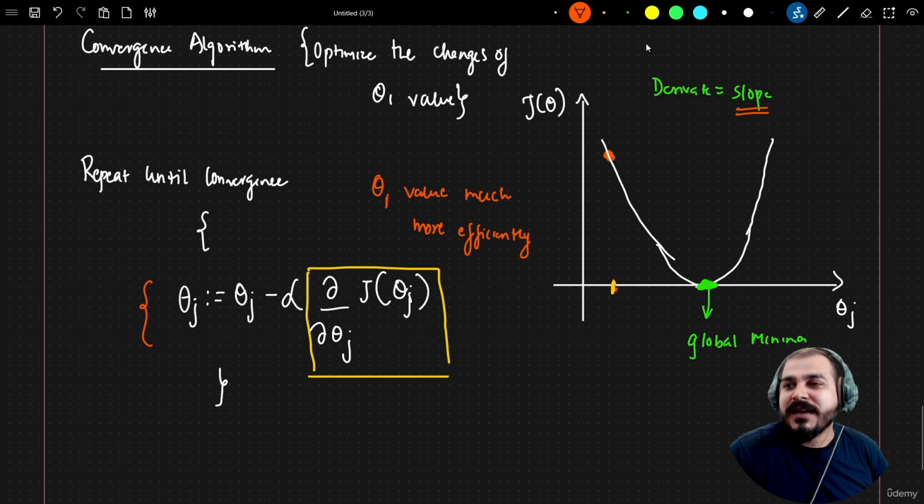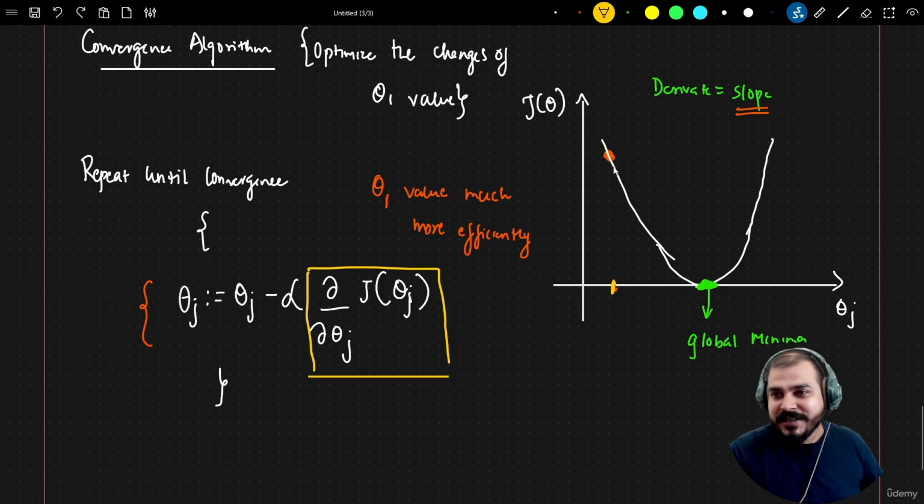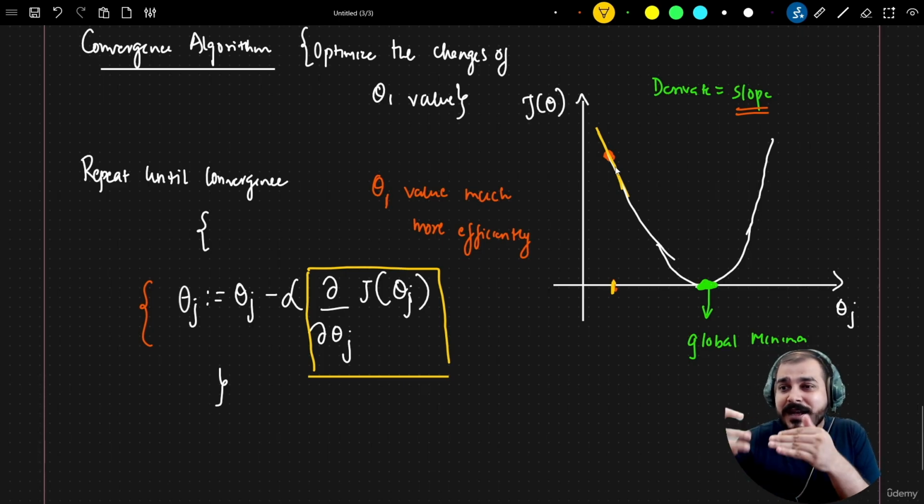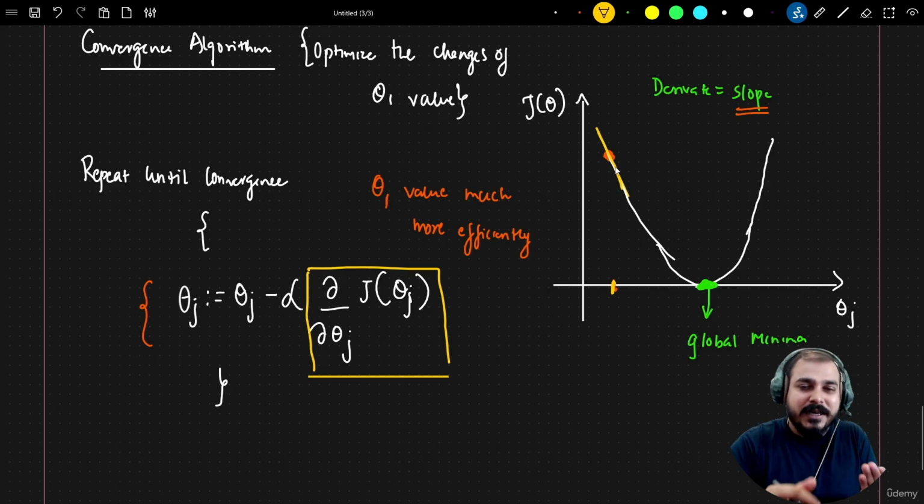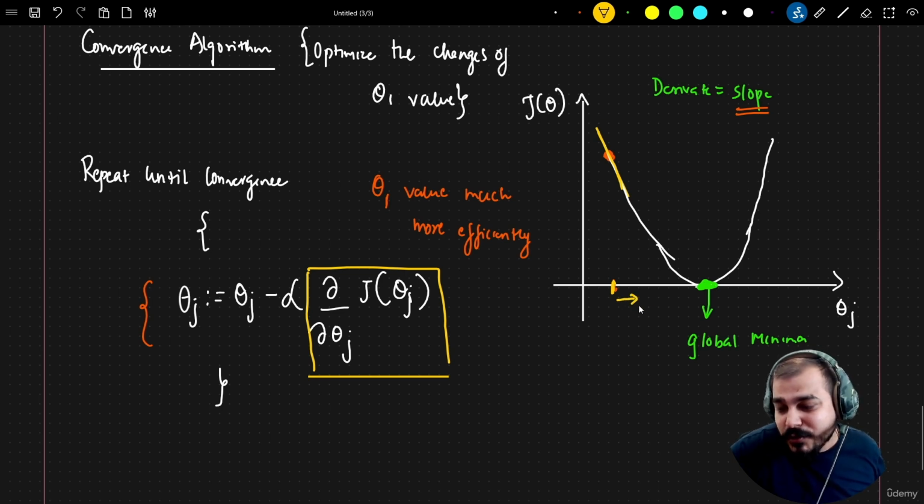So for this particular point, in order to calculate the slope, we create a tangent line like this. Now, when we are creating this tangent line, first of all, look at the right side of the line. One important thing we need to find out is whether it is a positive slope or a negative slope, because then we will understand whether we have to reduce our theta j value or increase our theta j value.